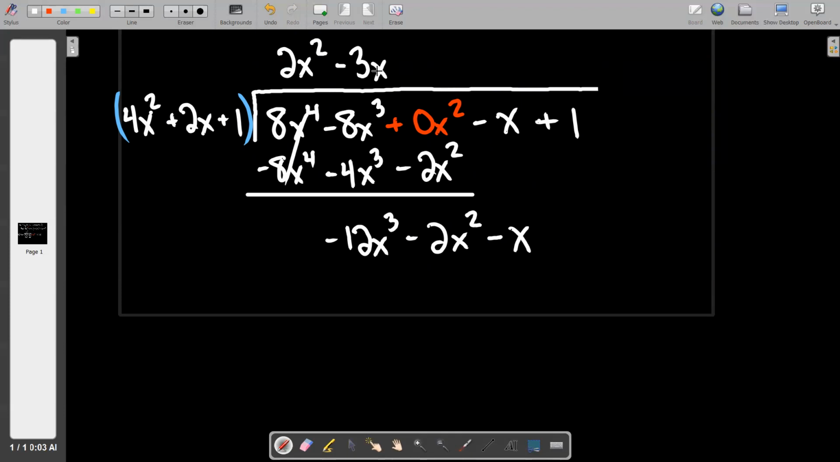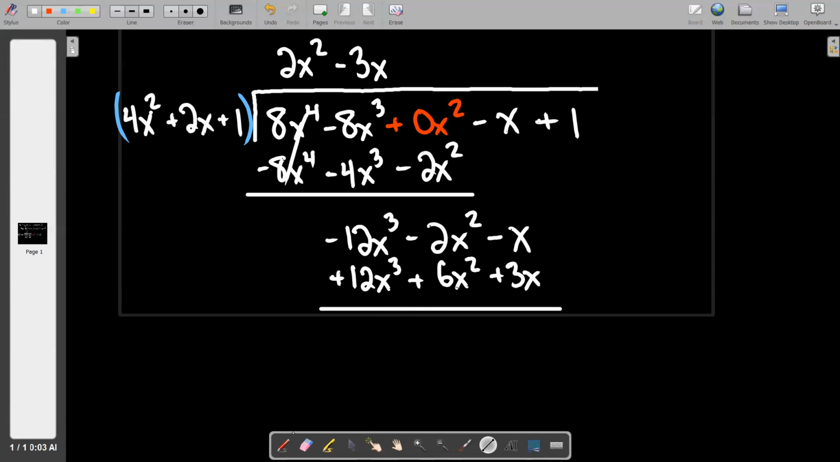And again, you see the blue parentheses on the outside. It's time to distribute. And as we distribute, we're going to switch the signs. And negative 3 hitting the first one would be negative 12x cubed. But we write plus 12x cubed. What's the second one going to be? Plus 6x squared. What's the third one going to be? Plus 3x. And yet again, cancel. How many x squareds do we get? Plus 2x.